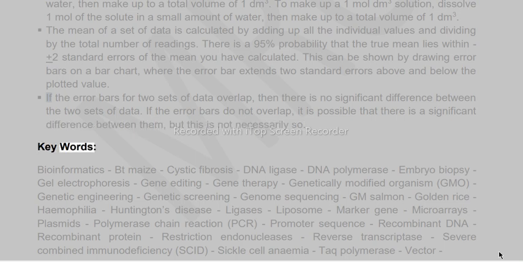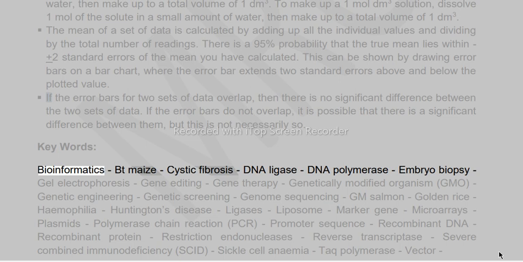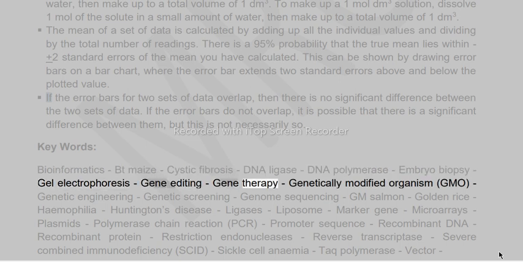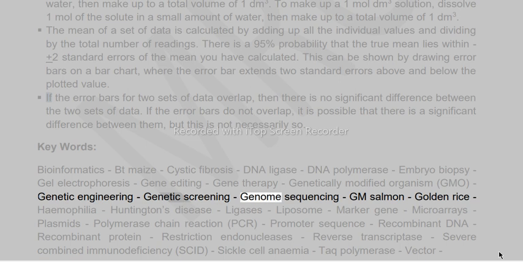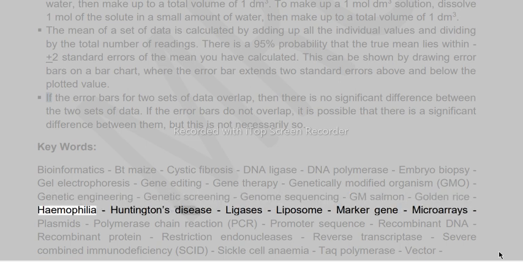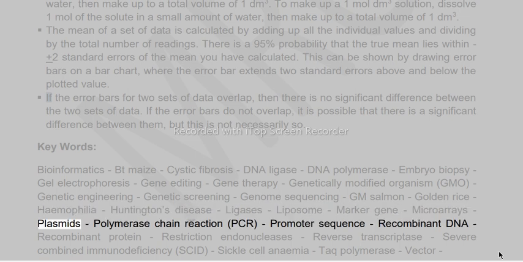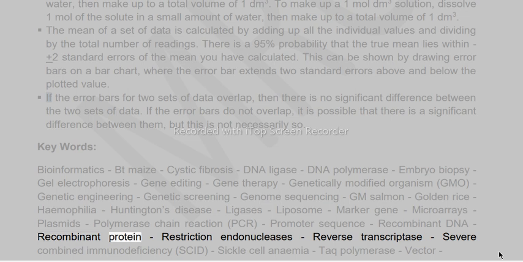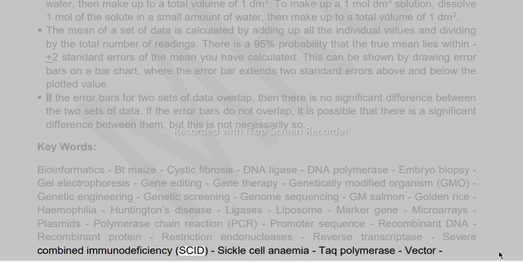Keywords: bioinformatics, BT maize, cystic fibrosis, DNA ligase, DNA polymerase, embryo biopsy, gel electrophoresis, gene editing, gene therapy, genetically modified organism, GMO, genetic engineering, genetic screening, genome sequencing, GM salmon, golden rice, hemophilia, Huntington's disease, ligases, liposome, marker gene, microarrays, plasmids, polymerase chain reaction, PCR, promoter sequence, recombinant DNA, recombinant protein, restriction endonuclease, reverse transcriptase, severe combined immunodeficiency, SCID, sickle cell anemia, Taq polymerase, vector.